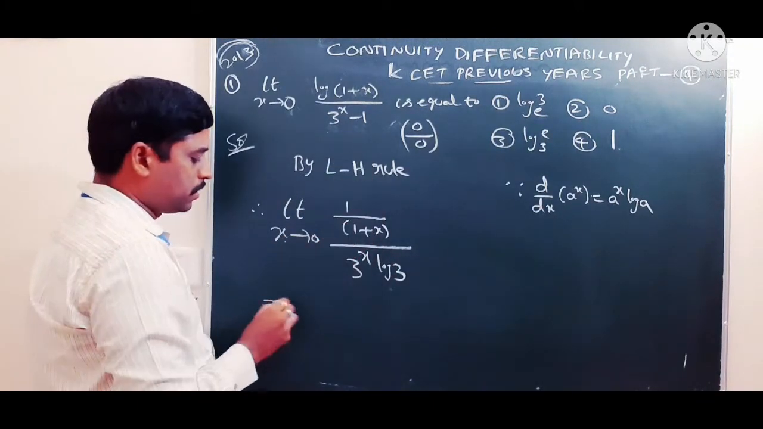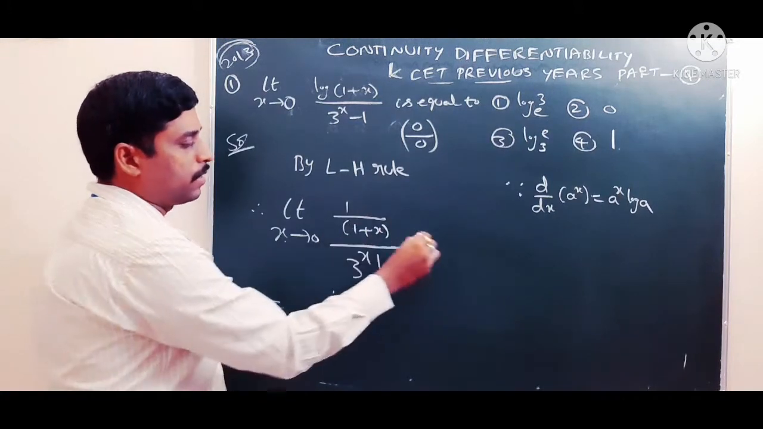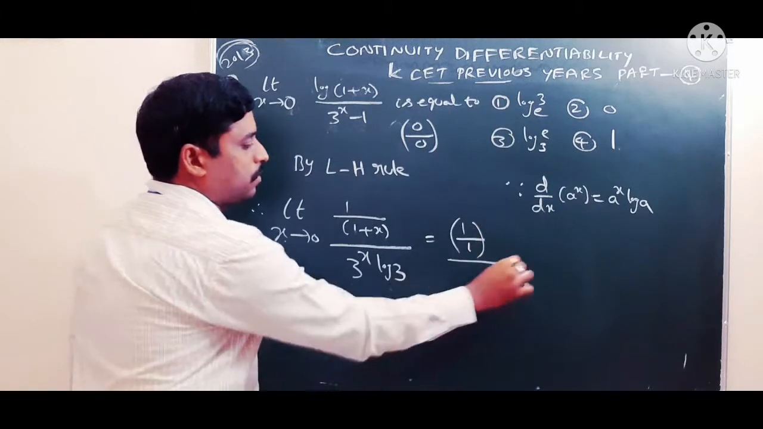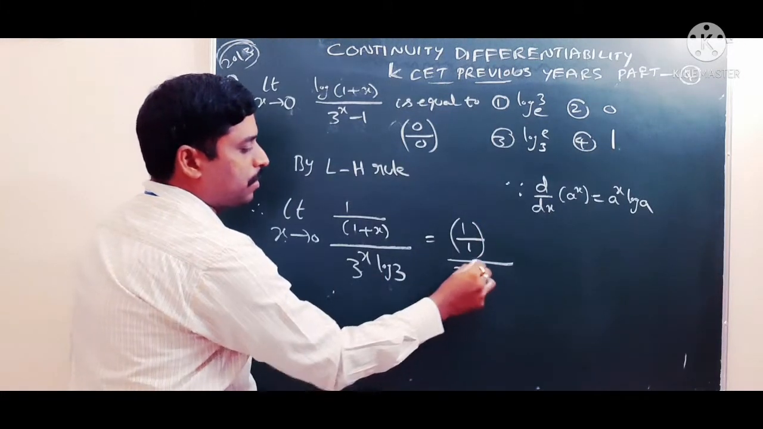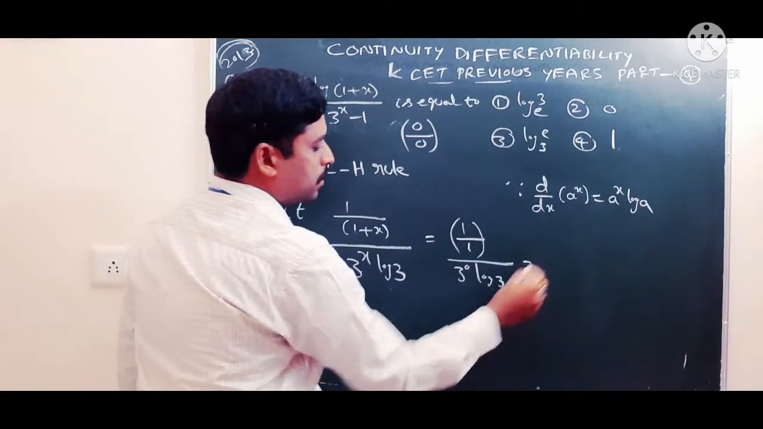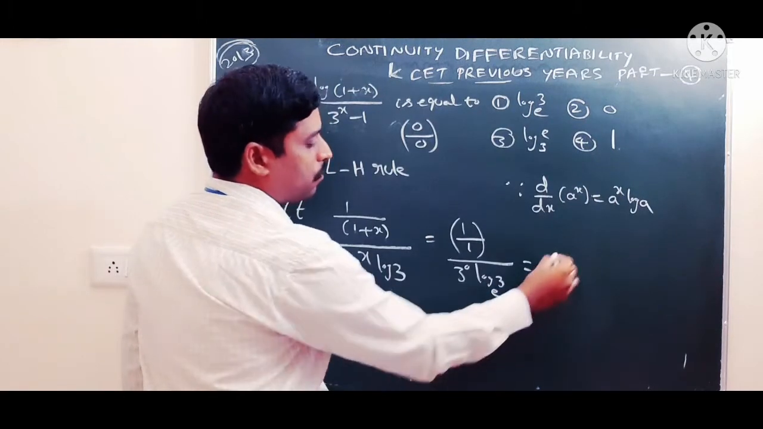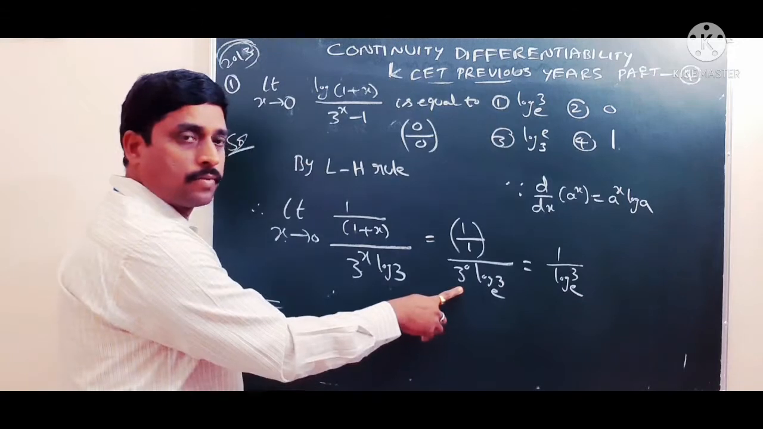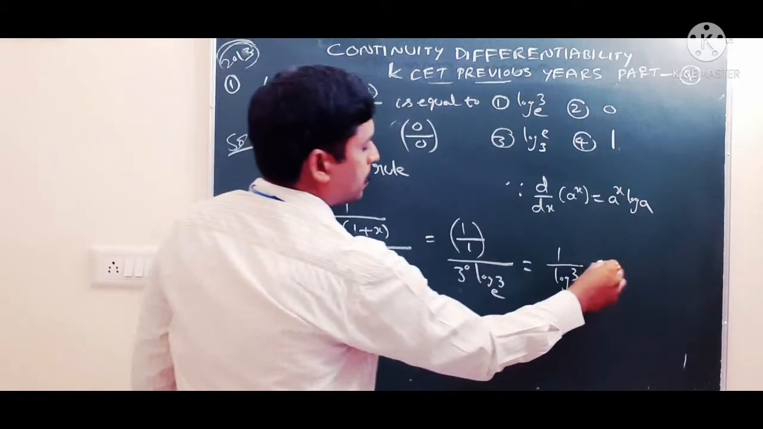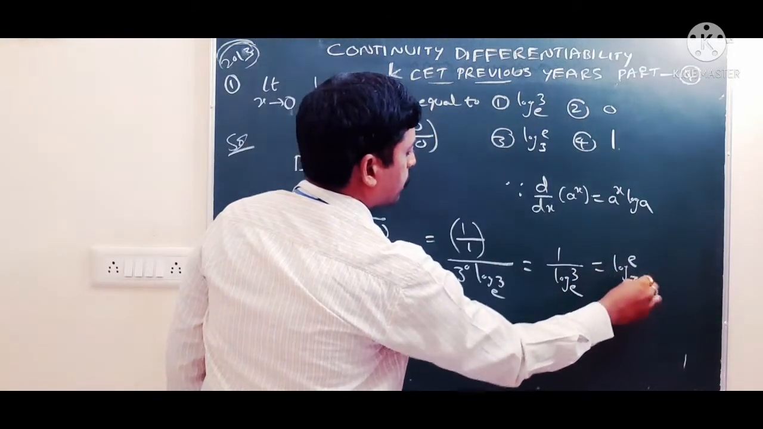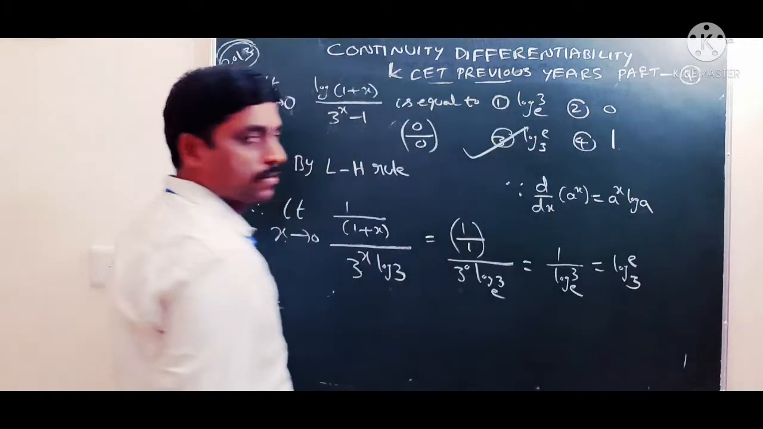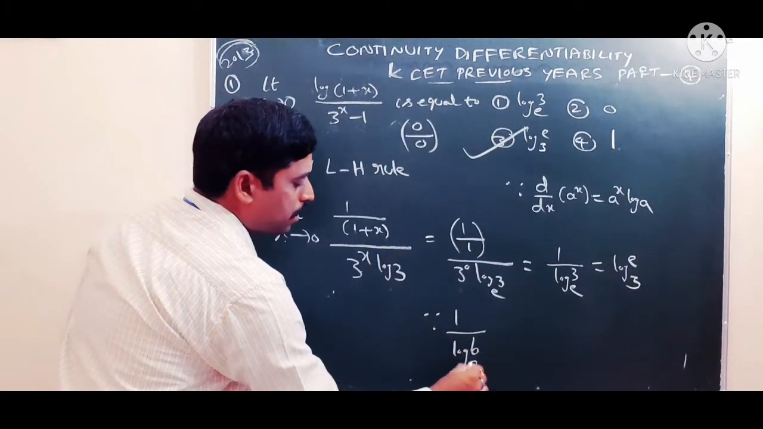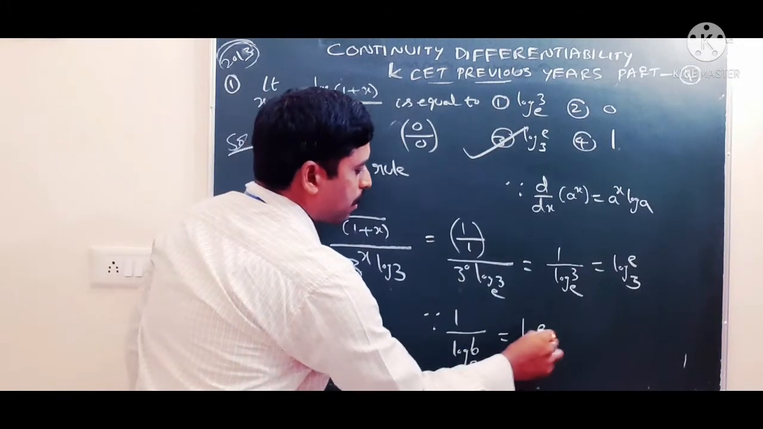Now put x as 0. This value will be 1 by 1 plus 0, that is 1. This whole divided by 3 power 0 into log 3. So this is 1 by log 3 base e. 3 power 0 value is 1. So 1 by log 3 base e is nothing but log e base 3. So option 3 correct. We have one formula: 1 by log b base a is equal to log a base b.